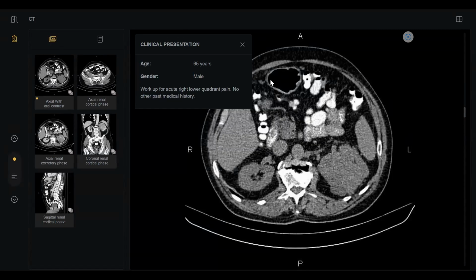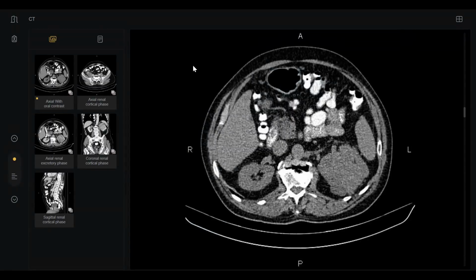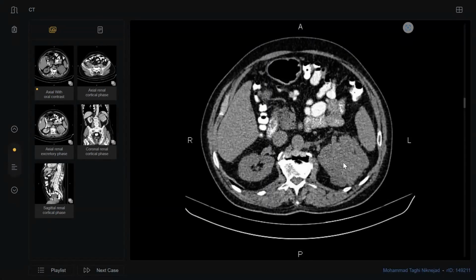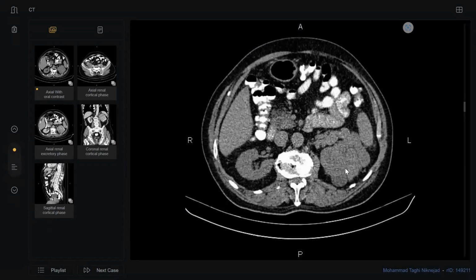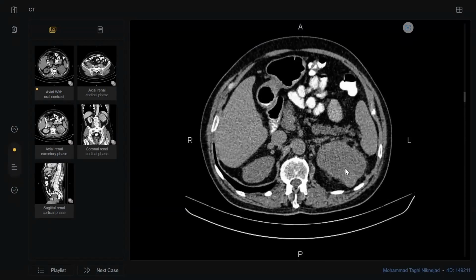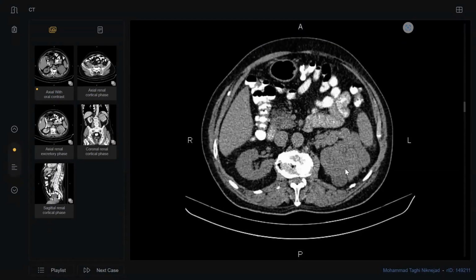Yes. Acute abdominal pain, a 65-year-old male patient with acute abdominal pain. Go on. Sir, I requested remote control. Go on. Okay, sir. Provided are the axial non-contrast enhanced CT images of the abdomen. Yes. I'm scrolling through the data set before I comment.